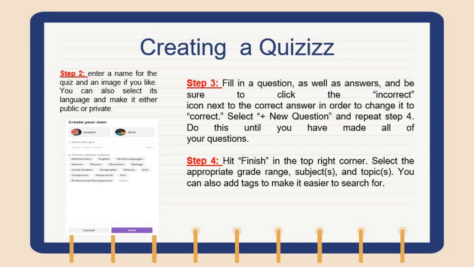Click Finish in the top right corner. Select the appropriate grade range, subjects, and topics. You can also add tags to make it easier to search for.